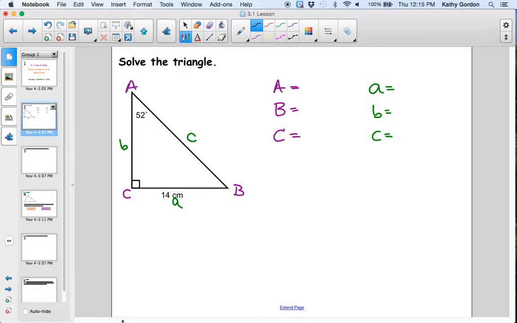So I just list the capital ABC on one side for the angles, the lowercase ABC on the other side for the sides, and then I can start filling things in. Okay? So I start with what I already know. What did they already give me for information to start with? Okay, so A is what? 52 degrees, and C is 90 degrees. Okay, because that's what that little symbol means. Anything else? For side A.